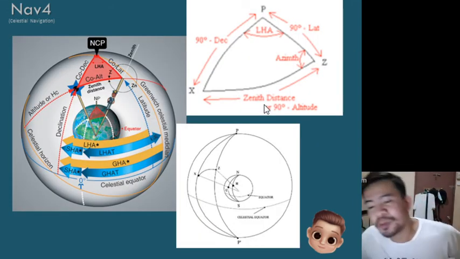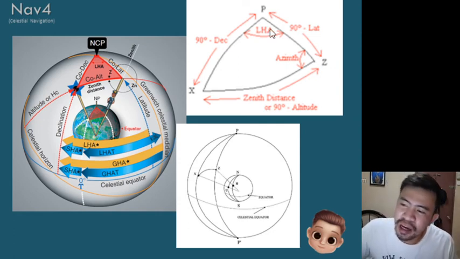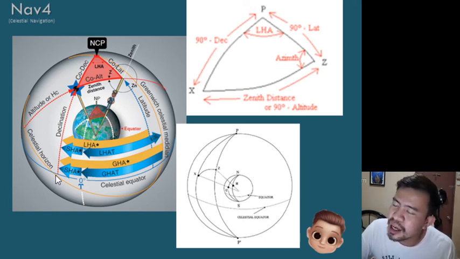So, here are the parts of your PZX triangle. You have your P here, and then 90 degrees minus the declination. Why is that? 90 degrees minus declination, because we said the declination is this angle. This angle from the equinoctial up to the pole is 90 degrees. So that's an arc. To get this arc, that's the declination, this part, minus 90, because from here to here is 90. So that becomes our 90 minus declination.